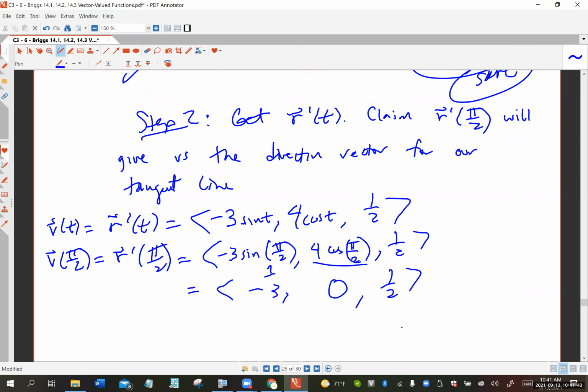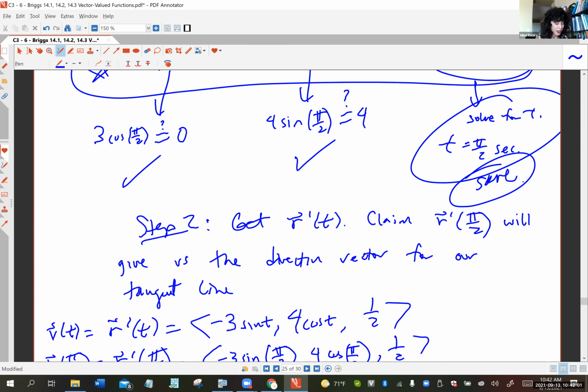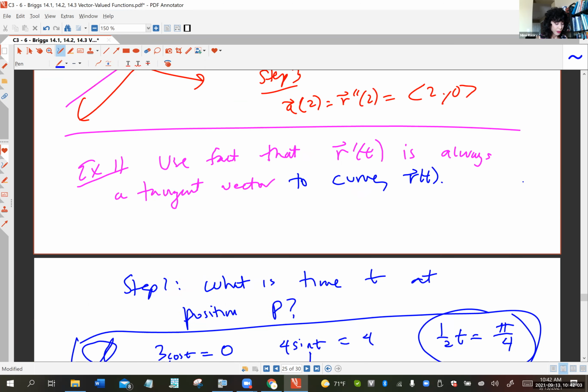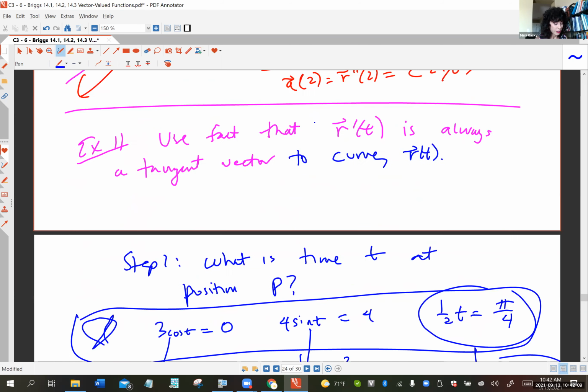And for acceleration, it's going to be 0, -4, 0. Don't need acceleration at all. It doesn't come into this conversation. So this is our direction vector for the line: negative 3, 0, and a half. And we already have a point P on the line because they gave it to us, remember? The point P was the coordinates 0, 4, and pi fourths.